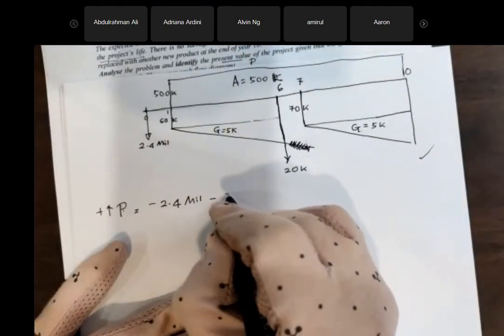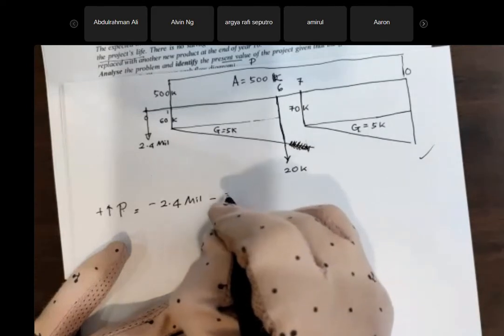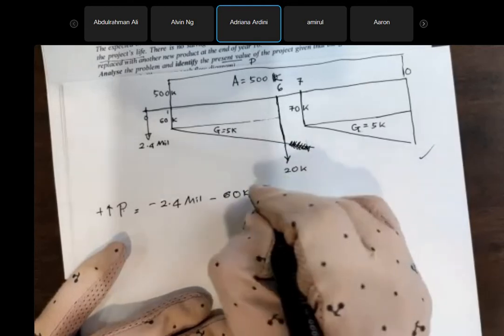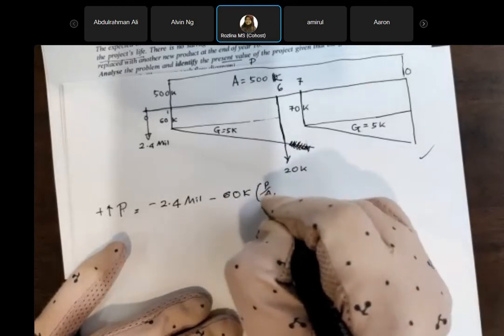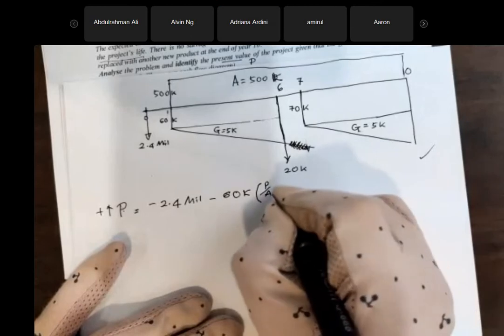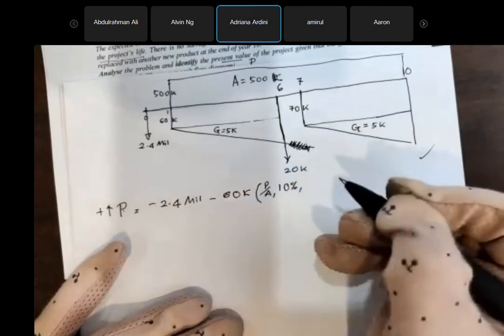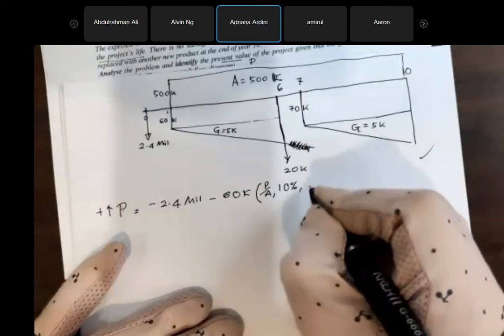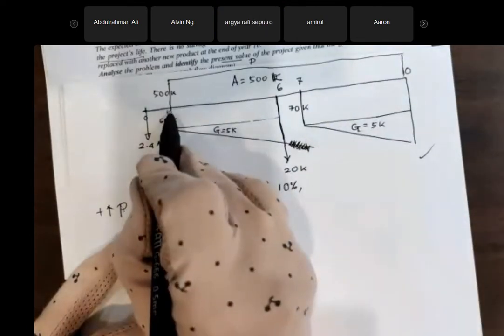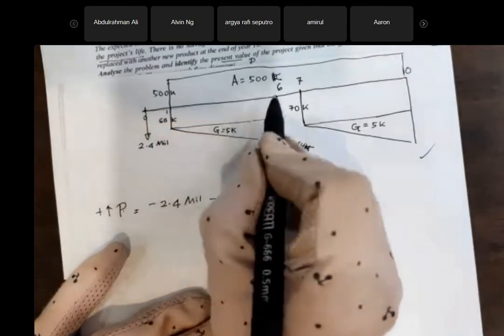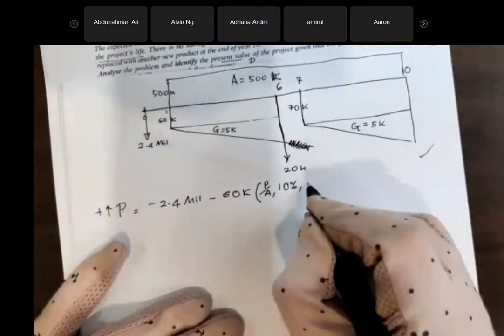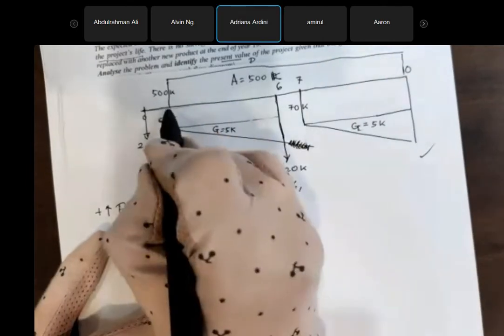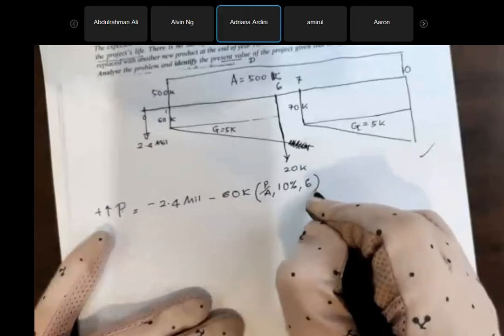Negative 60K. Okay, 60K. P over A. How many percent? 10%. Wait. 1, 2, 3, 4, 5. Wrong. Start with 1 here. It's already 1 here. Okay. 1, 2, 3, 4, 5. That's 5. 6. 6, okay.